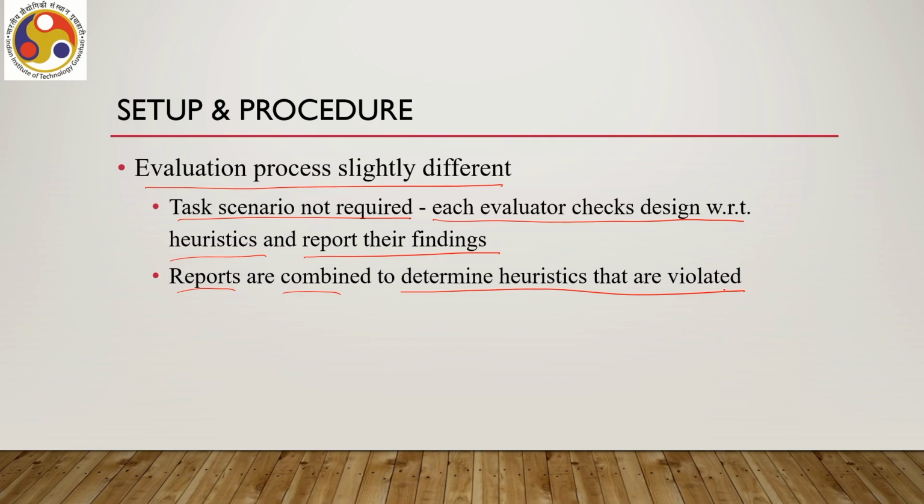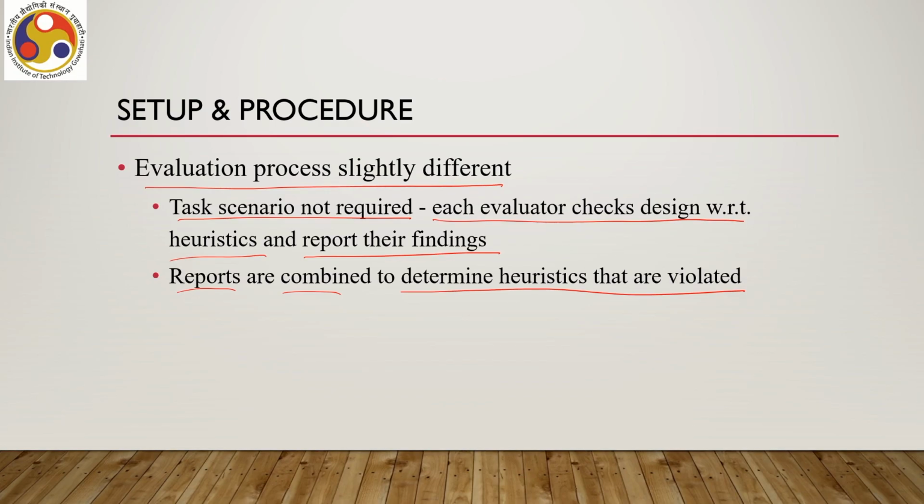So, each evaluator is given the prototype and the checklist, that is the heuristics. Against each heuristic in the list, the evaluator evaluates and indicates whether the heuristic is followed or violated. If violated, what are the reasons? So, some sort of commentary on the conformity or violation of the heuristic. For all the heuristics in the list, such a report is prepared by each evaluator, then all the evaluators' reports are combined, compiled, and major issues are identified. So, that is the heuristic evaluation technique.